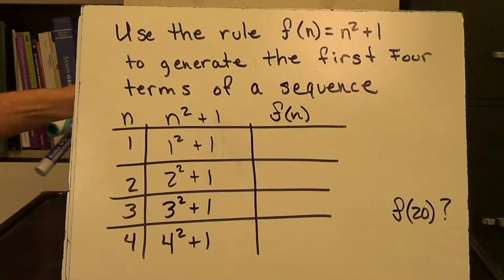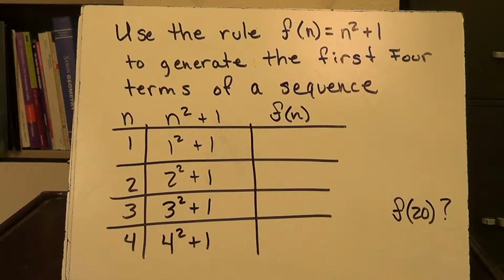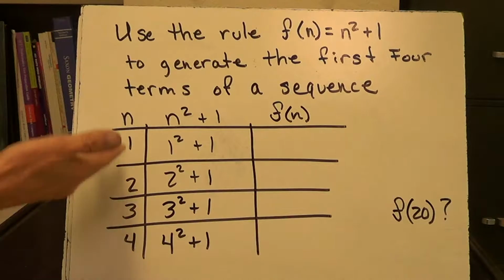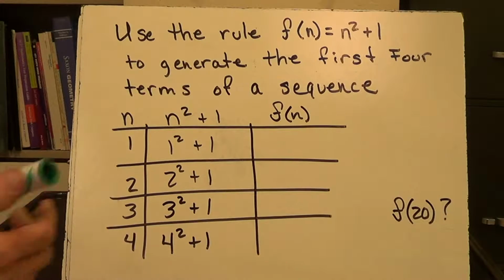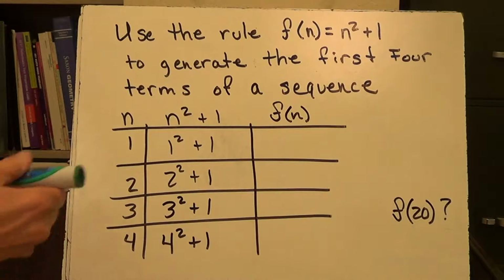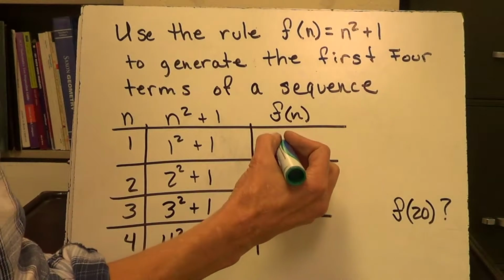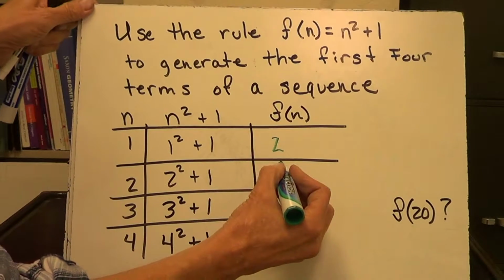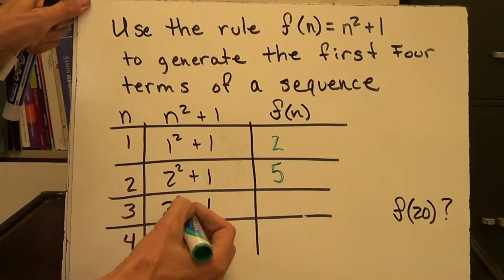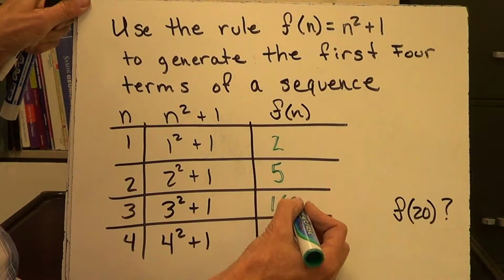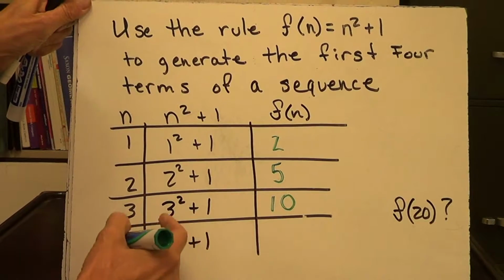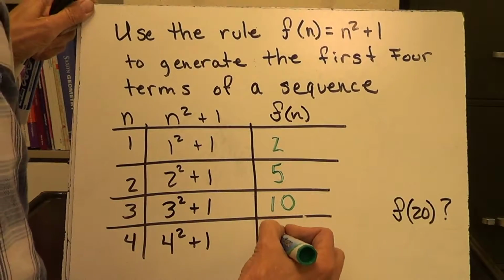Okay? Use the rule, Fn equals n squared plus 1, to generate the first 4 terms of a sequence. All you do is just plug in your position values. Your first 4 terms would be 1, 2, 3, 4. Plug them in for n. 1 squared is 1 plus 1 is 2. 2 squared is 4 plus 1 is 5. 3 squared is 9 plus 1 is 10. 4 squared is 16 plus 1 is 17.